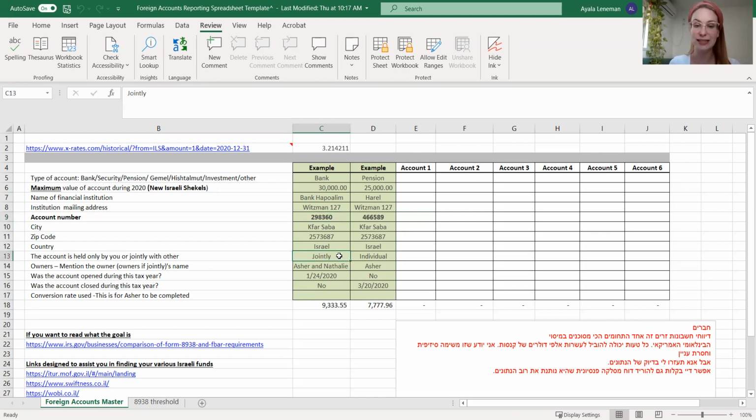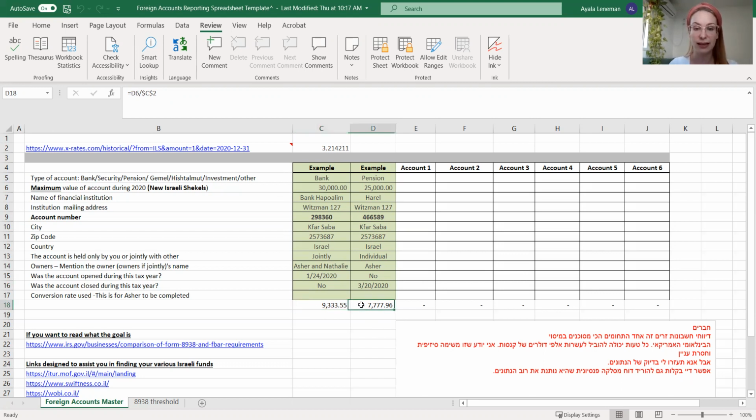We need to know what type of account, joint, individual, maybe it's signature authority, and the owner or owners of the account. And if you know the date that it was opened or closed, fantastic. If not, you can just write yes or no here. For the purpose of this example, I used low numbers to show you that this account has a total of $9,000 and is owned by Asher and Natalie, and each individual that's an owner needs to report the full value of the account.